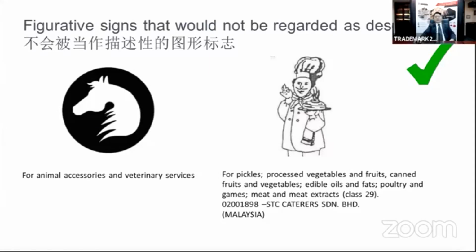Now, on the other hand, these two trademarks were registered. This is for animal accessories, and of course there's a chef here, but it didn't display any food. It just put maybe a cover. So this, you may register. You may get it registered.